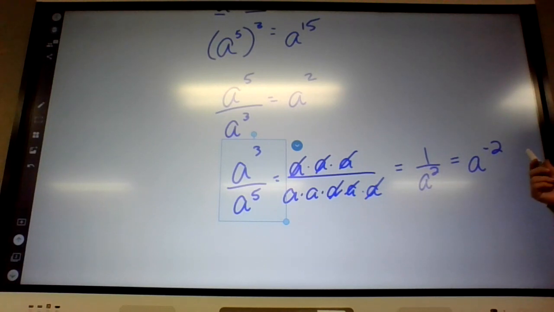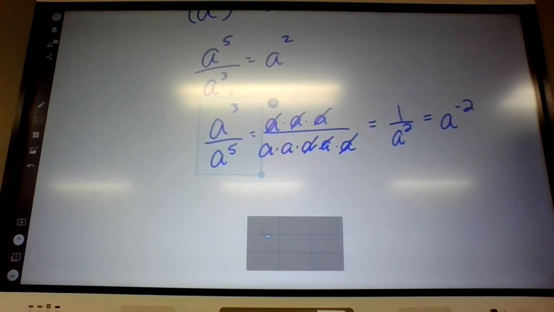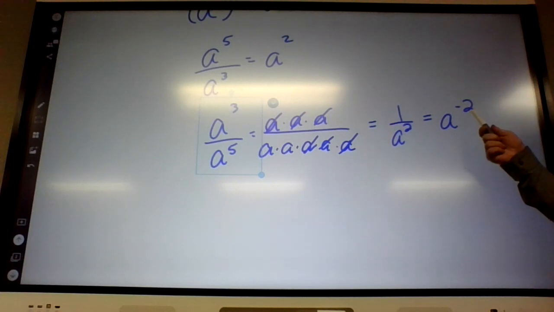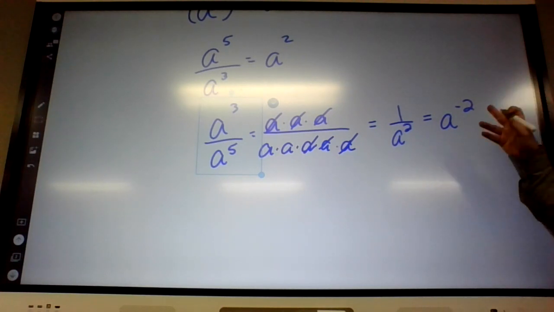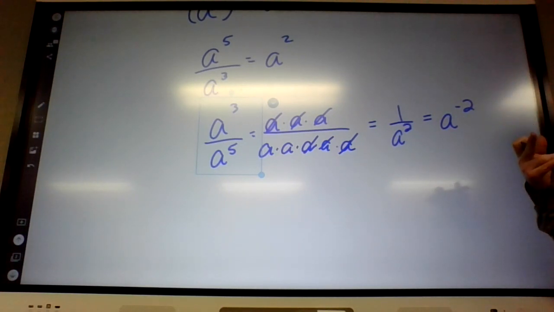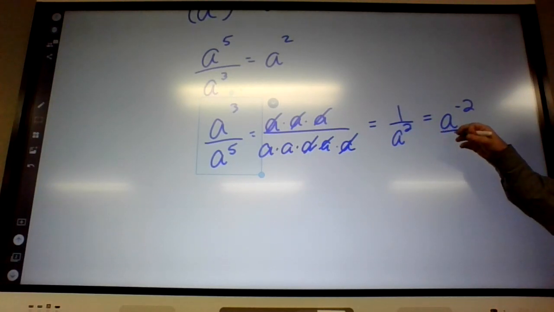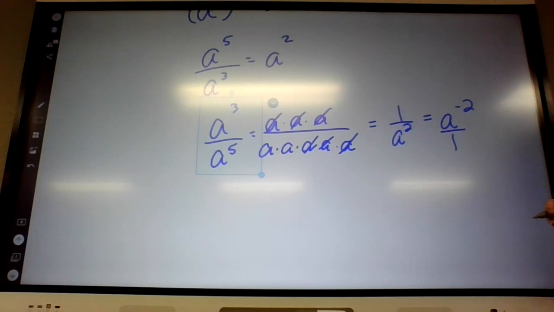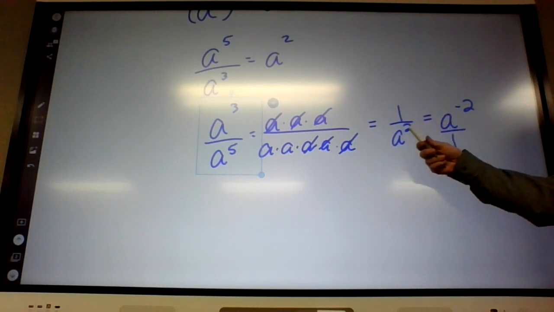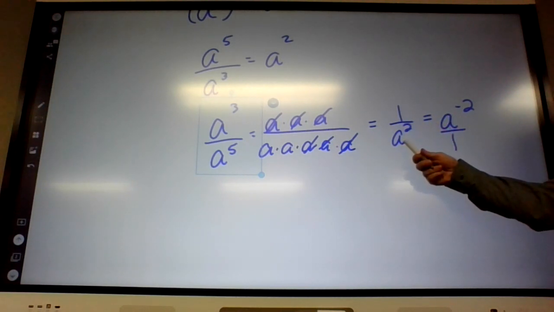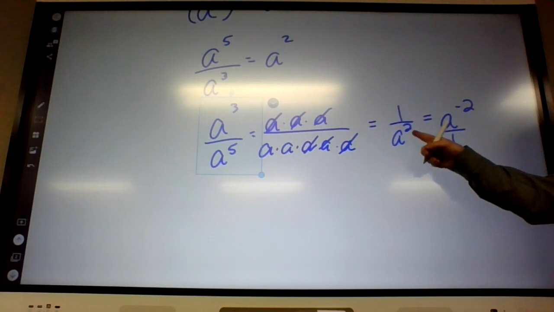Have we talked about negative exponents before? I feel like we mentioned it once, a long time ago. In chapter 1, we talked about it briefly. You guys didn't really master it back then, but a negative exponent just means you flip it to the other side. What do I mean by flip it? Well, a to the negative 2 is like a to the negative 2 over 1. So if we flip it, it's 1 over a squared, and it's no longer a negative exponent.